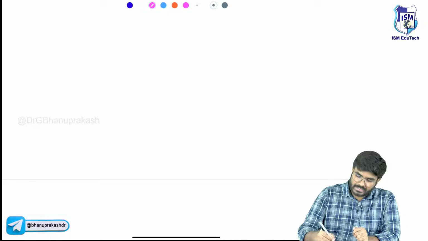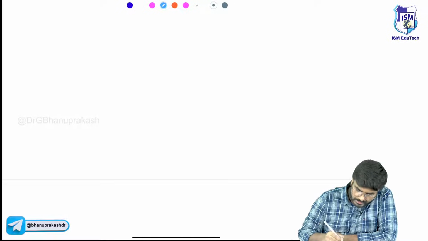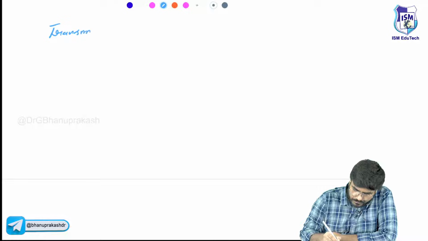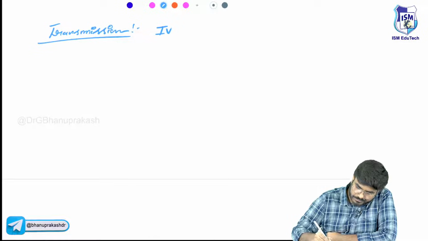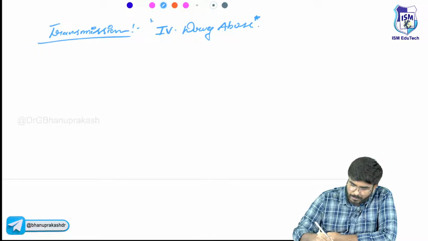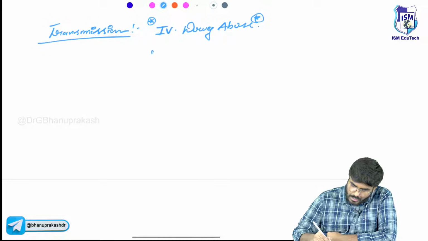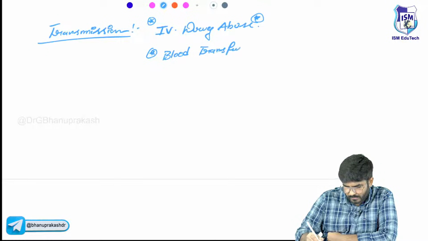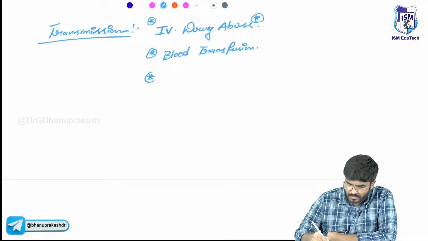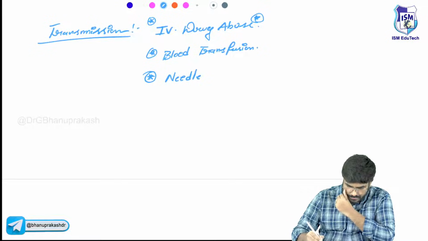Now, how can one get this hepatitis B? So, transmission. The transmission is IV drug abuse. If the patient is doing IV drug abuse, sharing the needles, he can get this hepatitis B virus. Or blood transfusion. Or needle stick injury.